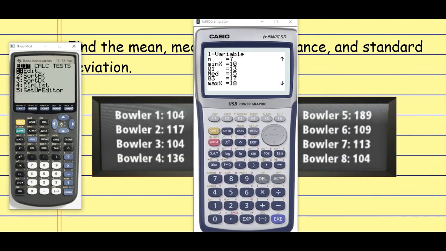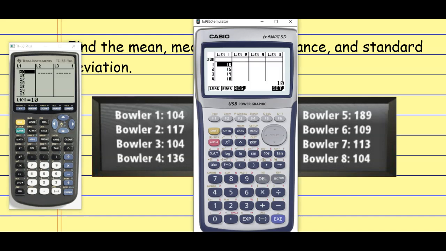Again, I'm going to go back to the stat menu here, hit edit. And I can just type right over top of those values, but make sure I delete the rest. Remember on the Casio, if you hit the exit button, it brings you back to the previous menu. And now I punch these values in again.